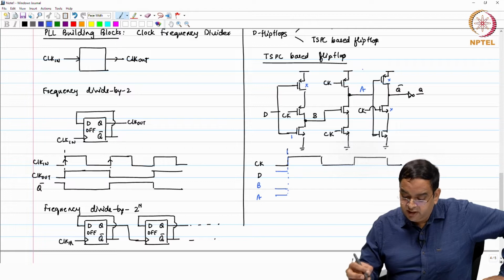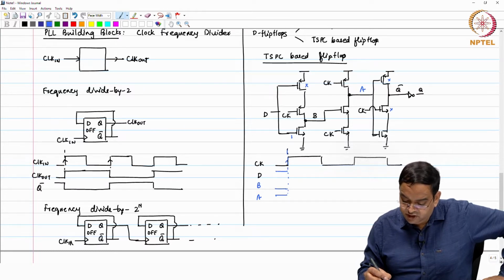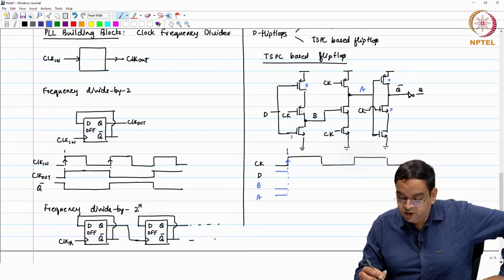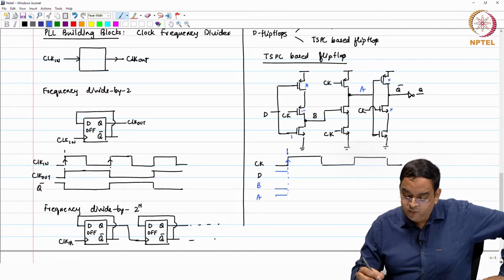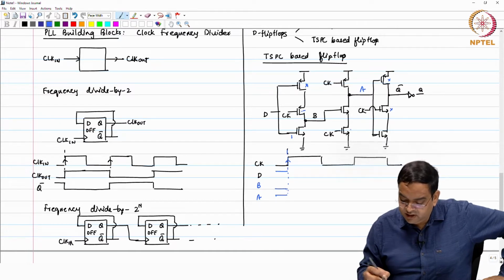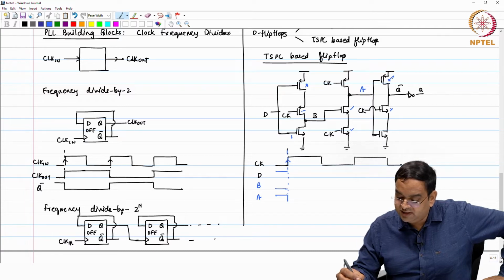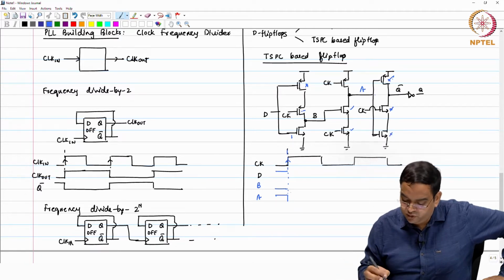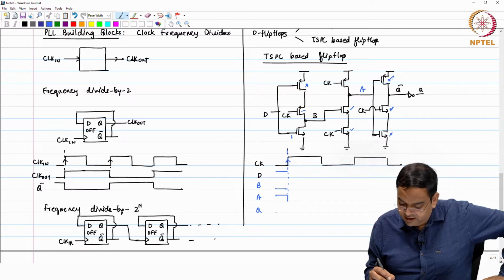Now, if D was 1 and your clock goes high, at that time this PMOS transistor was initially active, but because this was off, it was not doing anything. B still remains at 0, clock goes high, this transistor turns on, A goes low. These two turn on, A goes low. If A goes low, this PMOS gets active. This NMOS gets active, but this NMOS is off because A is low. So, your Q bar signal goes high.